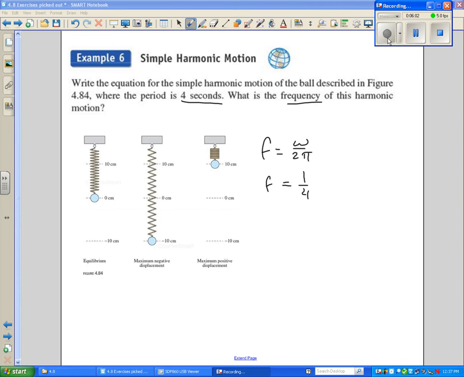Now frequency is asking for cycles per second, and period is the number of seconds per cycle. So obviously they're reciprocals of each other. This is cycles per second.